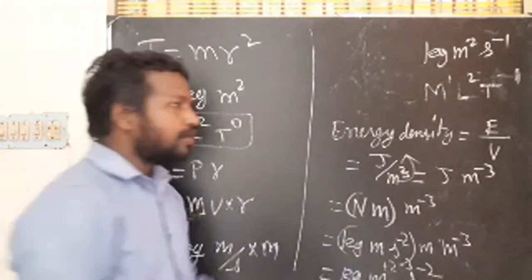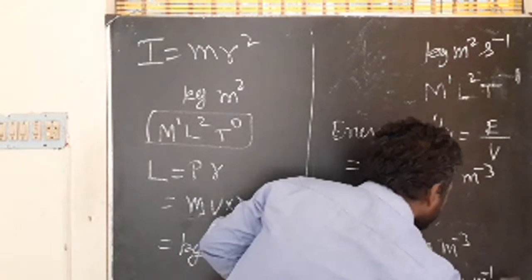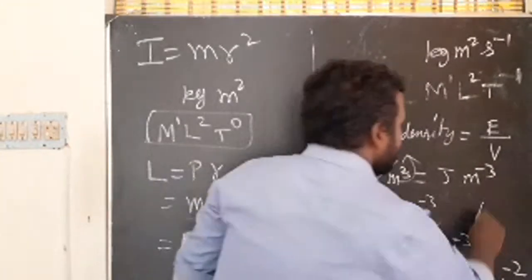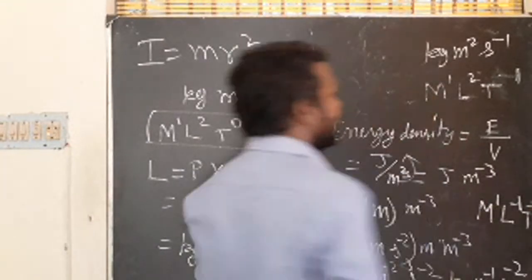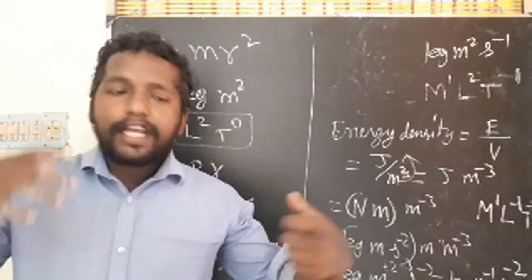What is the solution for this? We'll have kg meter minus 1 second minus 2. So the dimensional formula for this is M power 1, L power minus 1, T power minus 2. It is for energy density. Okay, next we are going to do all the constants also.